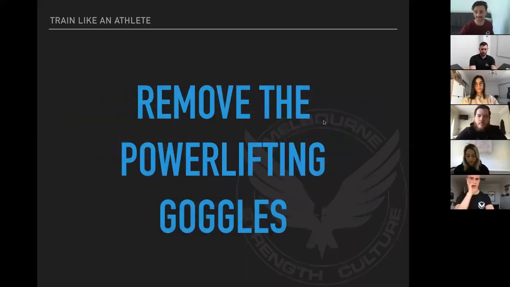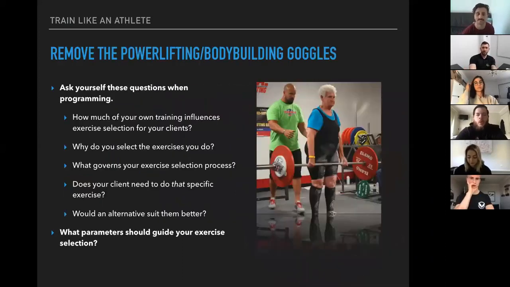Cool transition there. Remove the powerlifting goggles is point number one. So when you're programming for someone, you need to ask yourself these questions. How much of your own training influences exercise selection for your clients? Why do you select the exercise you do? What governs this process? And does your client need to do that specific exercise? And would an alternative suit them better?